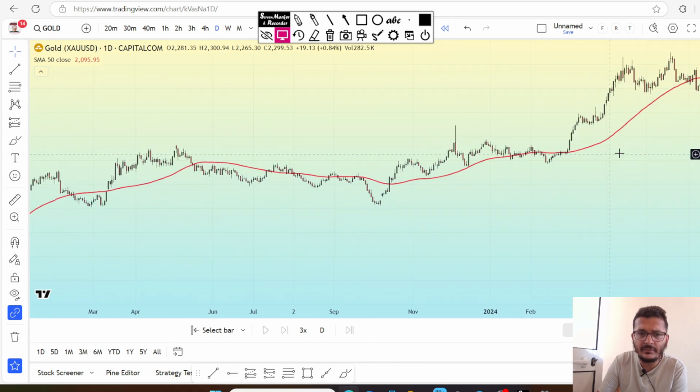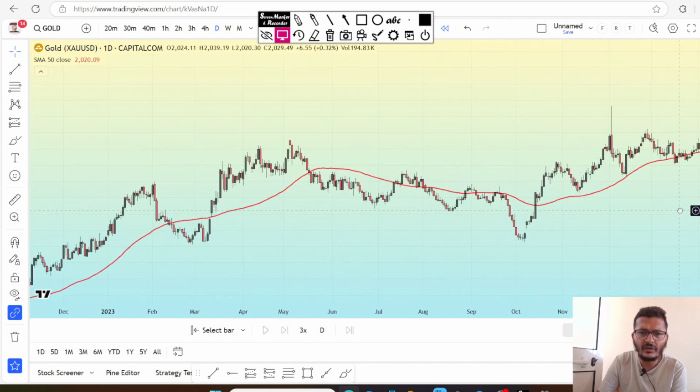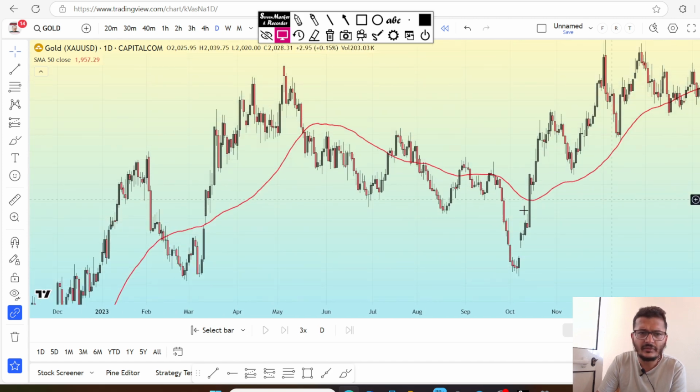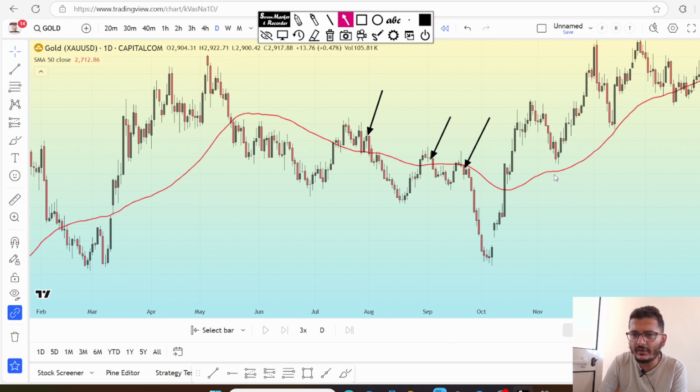Okay, for example, let me show you. This is the daily chart. Look here, the moving average is sloping down. That means the market is not heavily bullish. At this time we need to think about a short position. And look here, the moving average is rising. That means we need to think about buying.